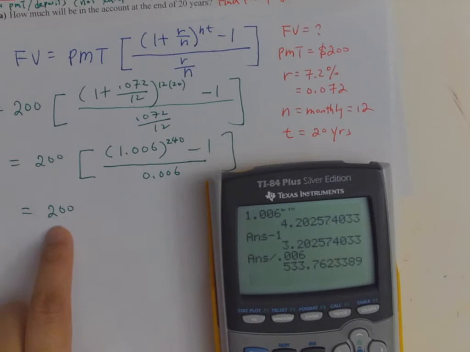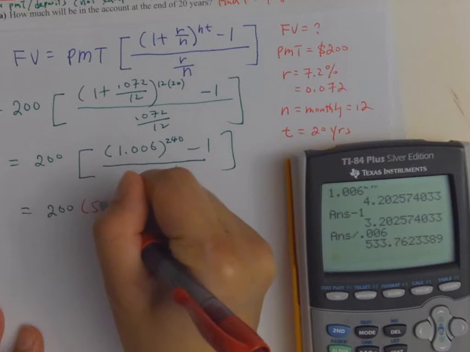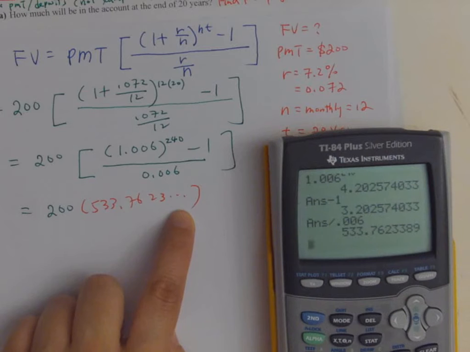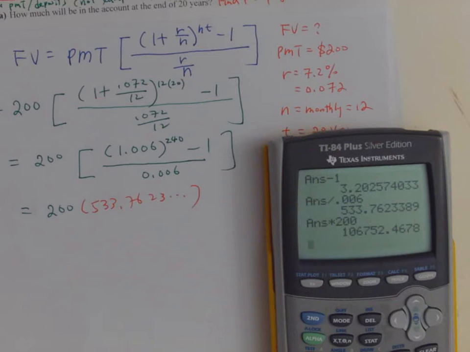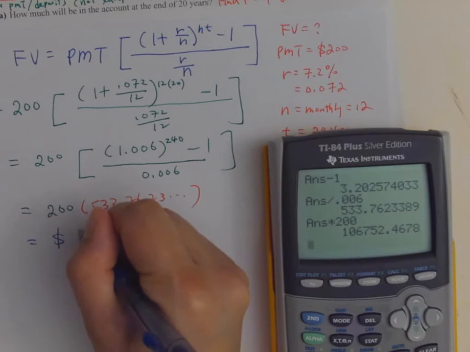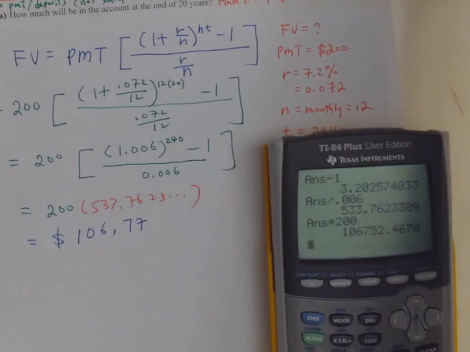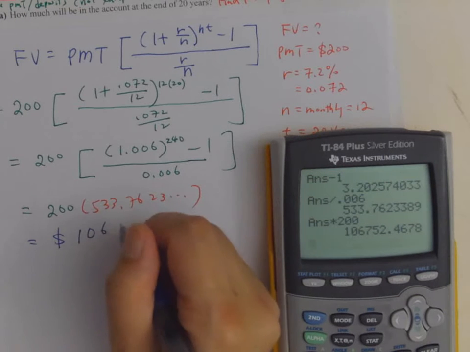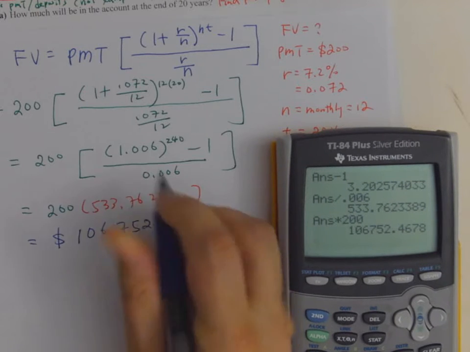I need to subtract 1, and then I need to divide by 0.006. So it means my $200 needs to multiply 533, and then don't round it until the last step, right? So I'm going to just keep that number in my calculator. The dots mean I'm not getting rid of those decimal places, but times 200. So I should get an answer that is 106,752 and 47 cents.